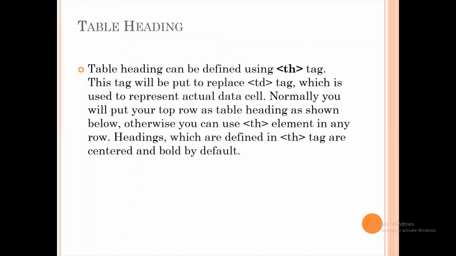In HTML, we define the table heading or table header by the tag th, table header, and it's also a paired tag. The th tag will replace the td tag. It means only for the very first row we will use th, and for other rows we will use td. These two are interchangeable. The table heading we will use once. After that we will fill the cells by td.